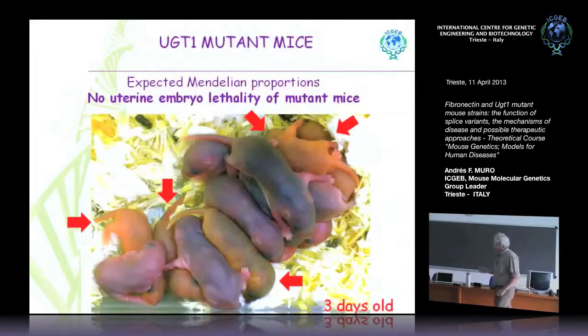You can see here clearly that the mutant animals are yellow, orange more or less, due to the very high level of bilirubin. These are the wild type animals. You can already see the jaundice in the animal 1.5 to 2 days after birth, which is very convenient for genotyping the animals.